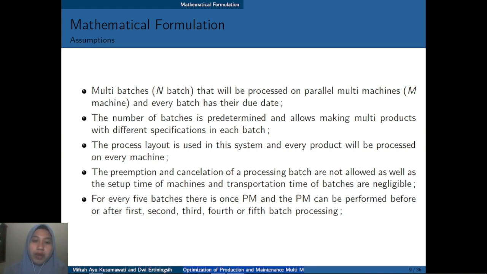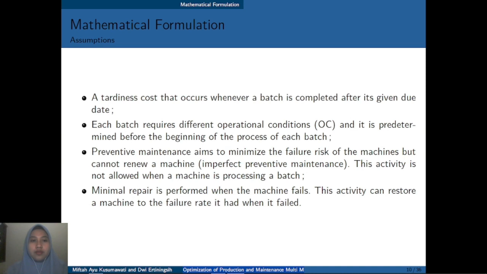For every 5 batches, there is 1 PM, and the PM can be performed before or after the first, second, third, fourth, or fifth batch processing. Next, tardiness cost occurs whenever a batch is completed after its given due date. Each batch requires different operational conditions, and it is determined before the beginning of the process of each batch.